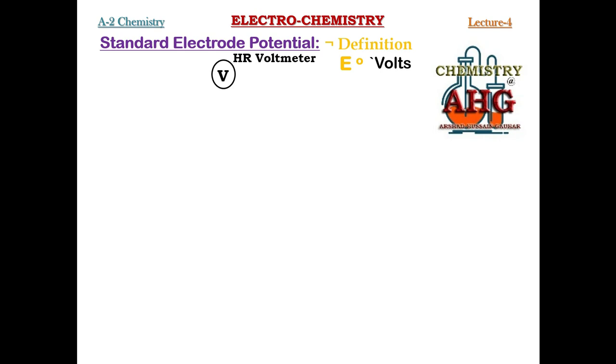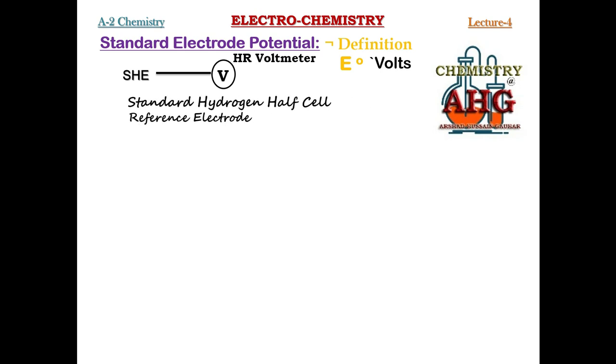Whenever we want to determine standard electrode potential, as there are two terminals of the voltmeter, one terminal is connected to the standard hydrogen electrode. Why is it used? Because the standard hydrogen half cell is used for reference purposes. It is used as a reference electrode. What does this mean? It means that the potential of this half cell we have taken equal to 0 volt.